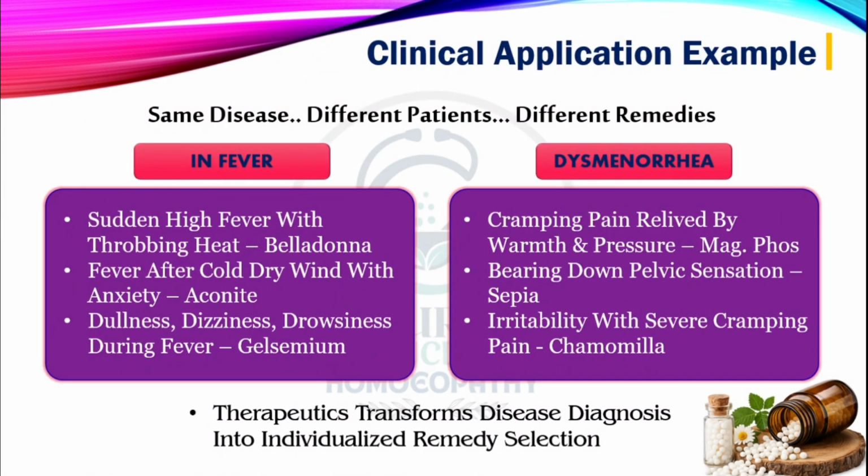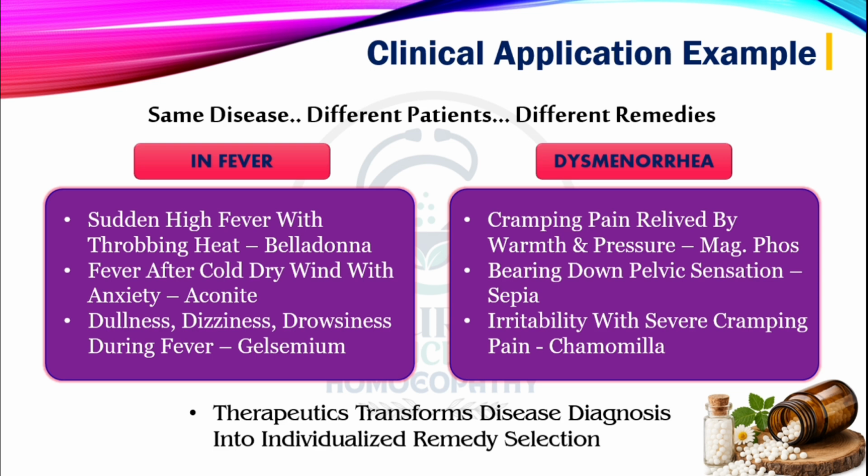Let us understand with a simple example. In fever, Belladonna is often indicated in sudden high fever with throbbing. Aconite becomes important after exposure to cold, dry wind with anxiety and restlessness. Gelsemium is useful when fever is associated with dullness, dizziness, and drowsiness.